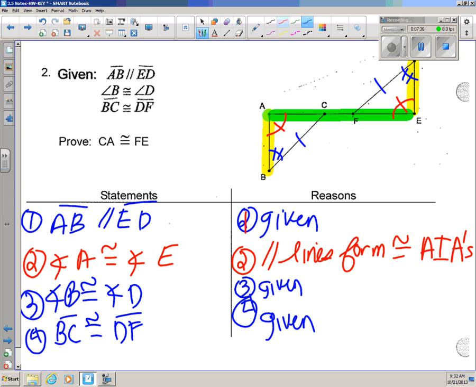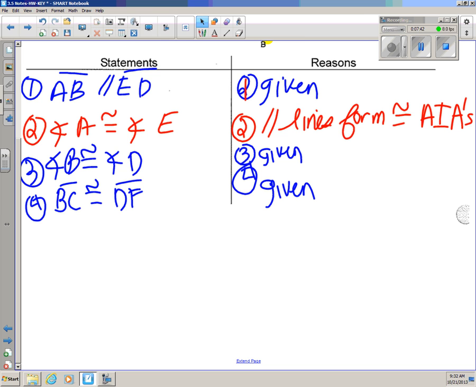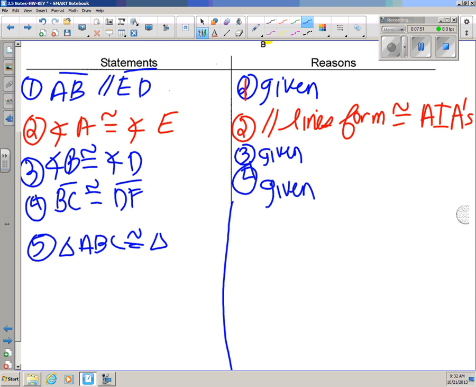So now you have enough information to prove the triangles congruent, and you've got the side that's not sandwiched in between the two angles. So I'm going to name my congruent triangles. I'm going to call the first one ABC. So therefore, I must call the second one EDF. And this is by angle side.